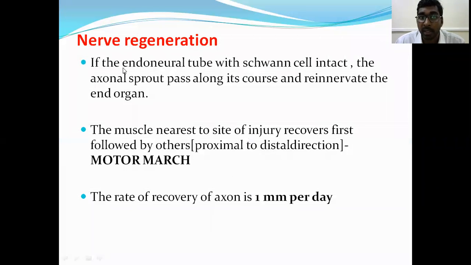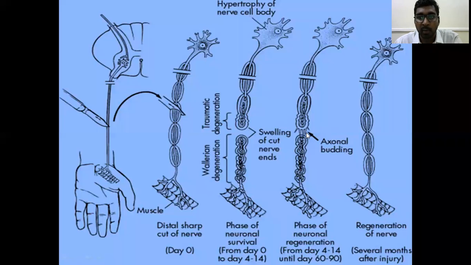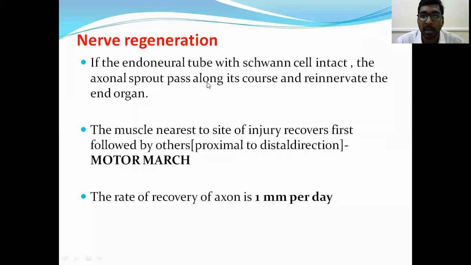Nerve regeneration: if the endoneurial tube with Schwann cell is intact, so the endoneurium is intact and Schwann cell is intact, only the inside of the axon is damaged. So the axonal sprout, as you see in the previous slide, this is axonal sprouting or budding, passes along its course and re-innervates the end organ. The muscle nearest to the site of injury recovers first, followed by others. For example, if a nerve is damaged at this location, the nerve regenerates like this. Wherever the injury occurs, the first muscles originally supplied by the nerve regenerate first. Later, the distal muscles.